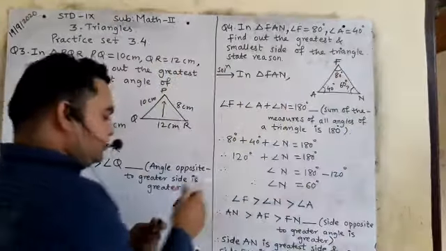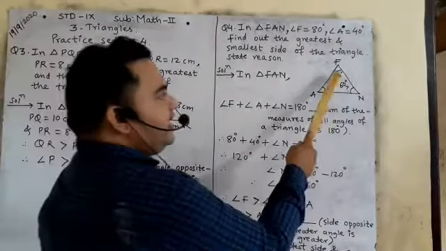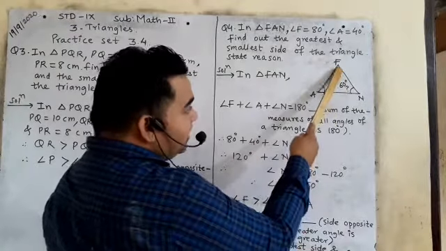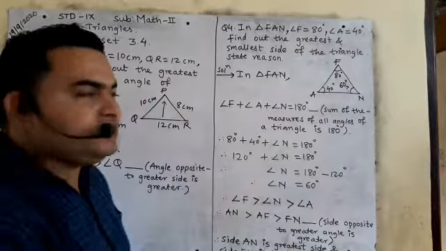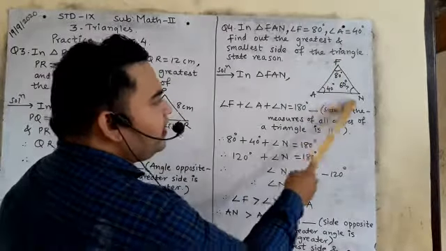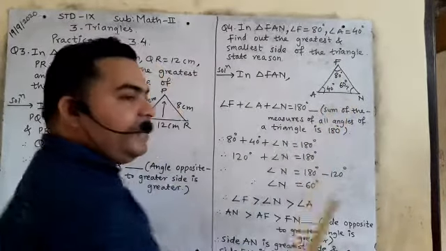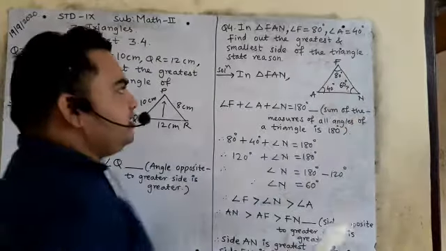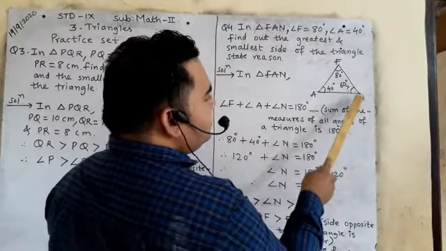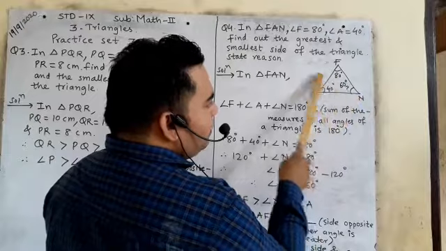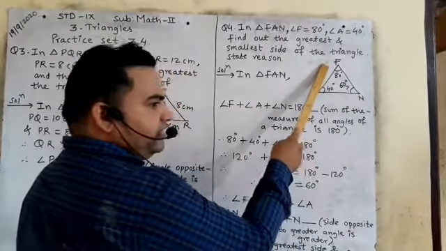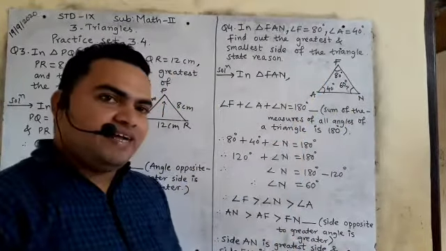So which is the greatest? Angle F, right? Which side is opposite to angle F? Side AN. So side AN will be the greatest side. Which is the second angle? Angle N. Angle N is opposite side AF. Yes, so it is the middle side.